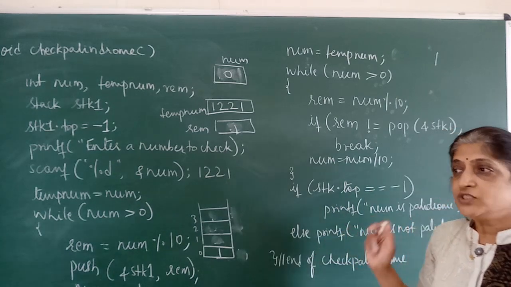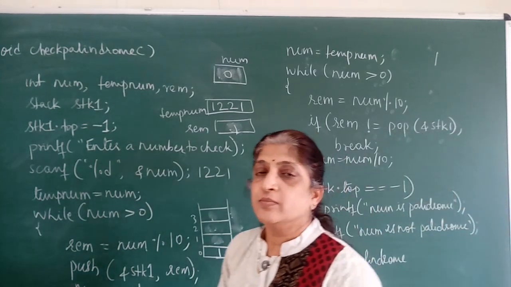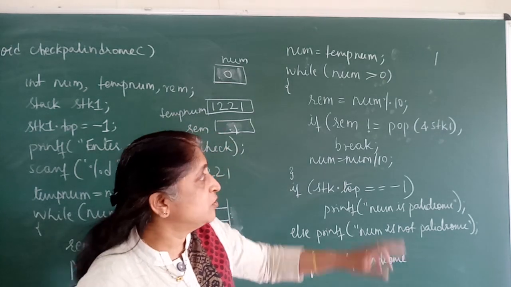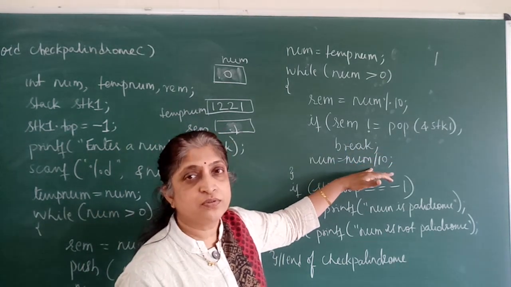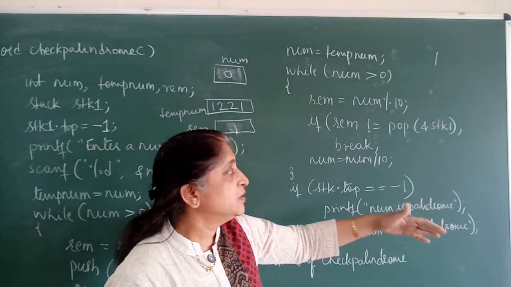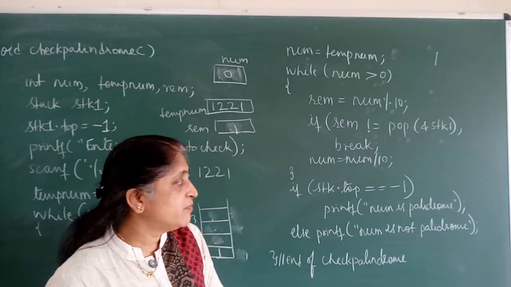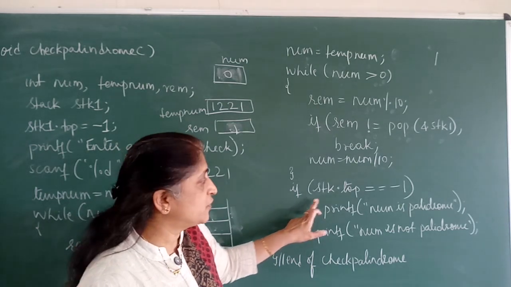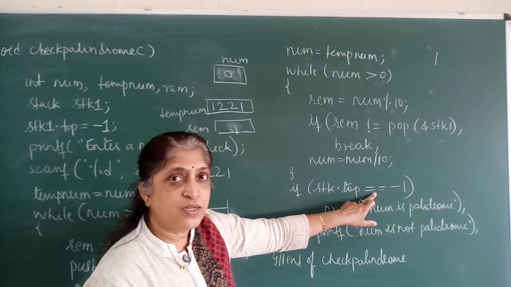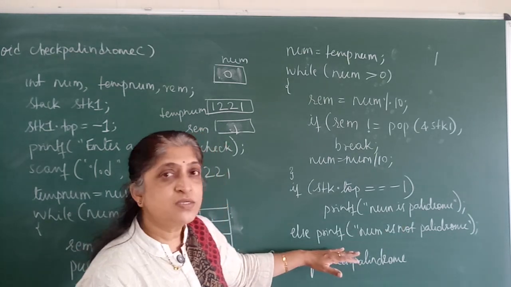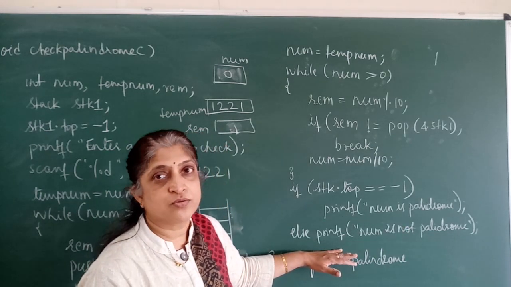Outside the loop, we have to check whether we have popped all the elements. We will have popped all the elements if we are finding a match. If we do not find a match, we break from the loop. That is, we do not pop further. So, if the number is a palindrome, the top will be equal to -1. That's what we are testing here. If stack top is equal to -1, print the number is palindrome. Otherwise, print the number is not a palindrome.